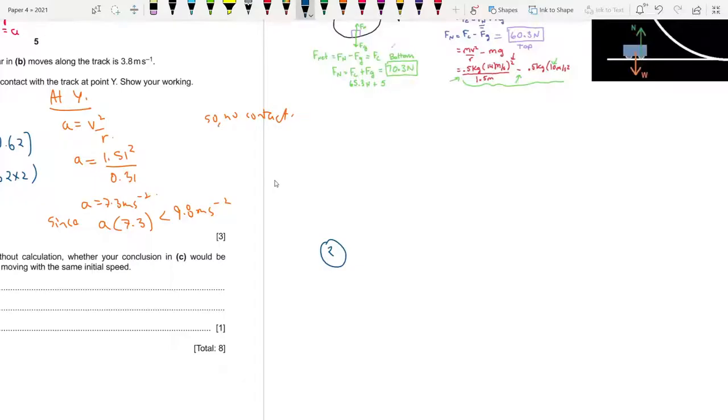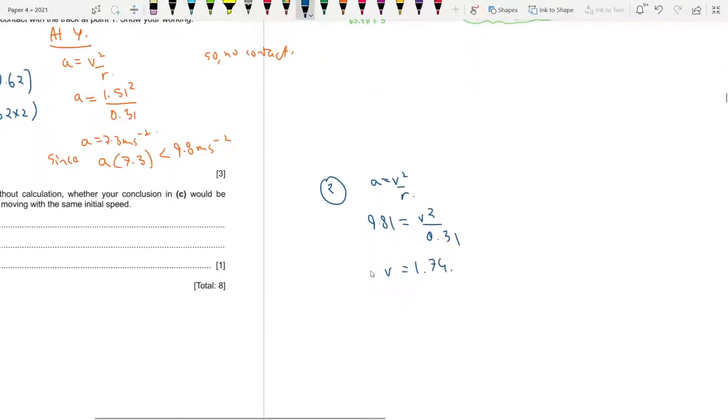Basically, what we're gonna do is, we know that a is equal to v squared by r, right? 9.8 is equal to v squared by 0.31. What's the value of v? V has a value of 1.74. This is the velocity at y, by the way. So now let's find out the velocity at x, right?